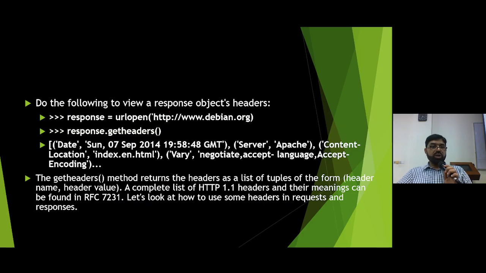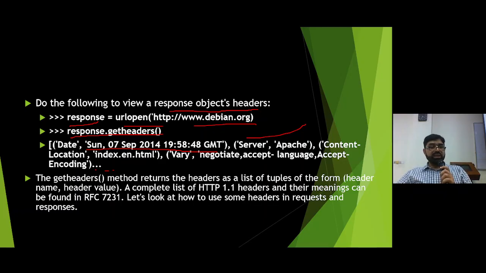So do the following to view the response object header. Suppose we write response equals urlopen, and we provide the URL. And now we write response.getheaders. The getheaders method will return us the headers. If you are using a different server machine, you will get different headers in the response, because the date will be different, and many things will be a little bit different. And the dots mean a lot of headers you will get in response.